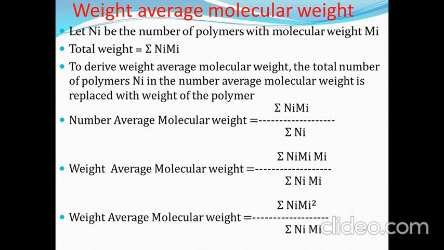The number average molecular weight is equal to the summation of Ni Mi divided by the summation of the total number of polymers. In this equation, Mi is added to convert number average into weight average. Therefore, the weight average molecular weight is equal to the summation of Ni Mi squared divided by the summation of Ni Mi.